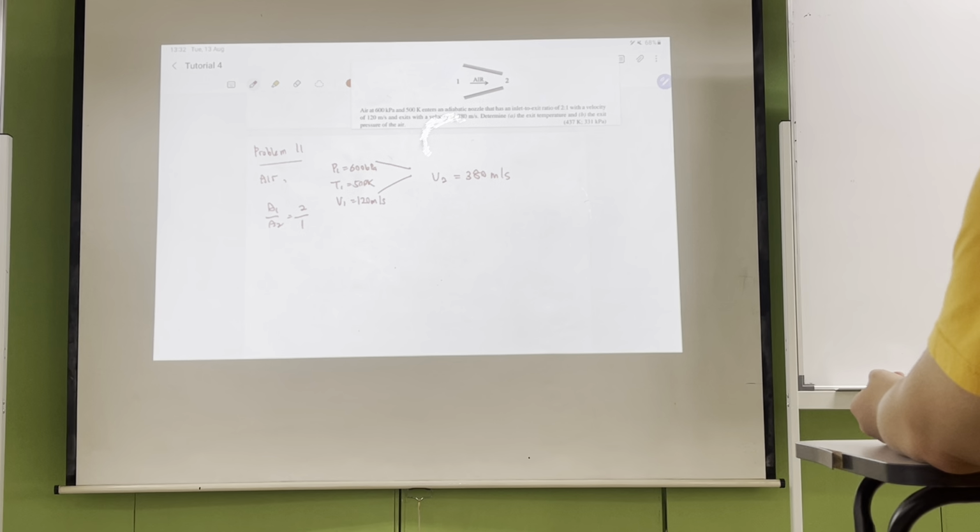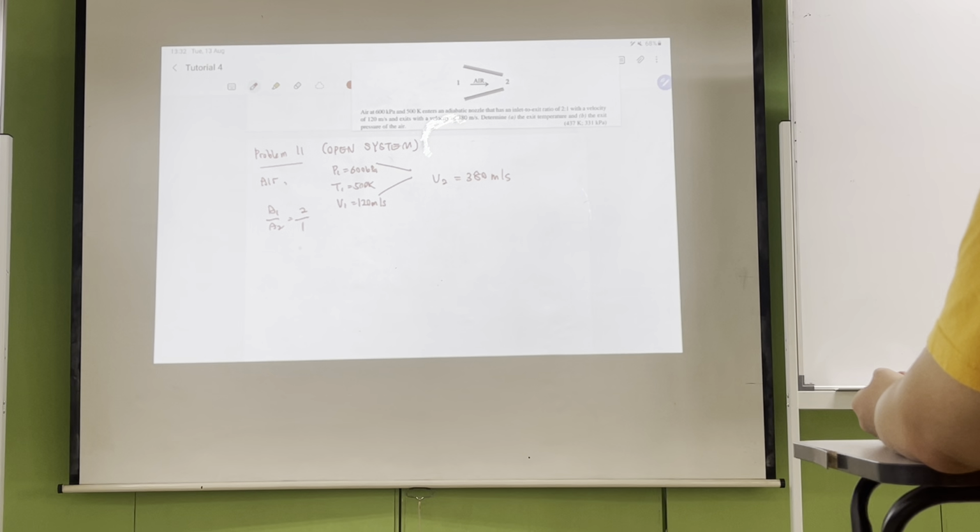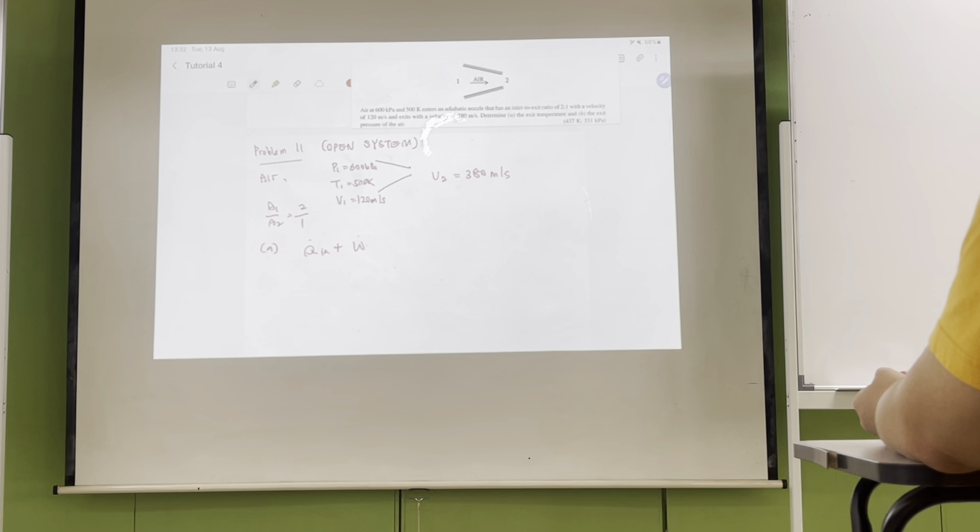So here we are dealing with an open system. Again, very straightforward. For an open system, the first thing you do is you write this entire thing.